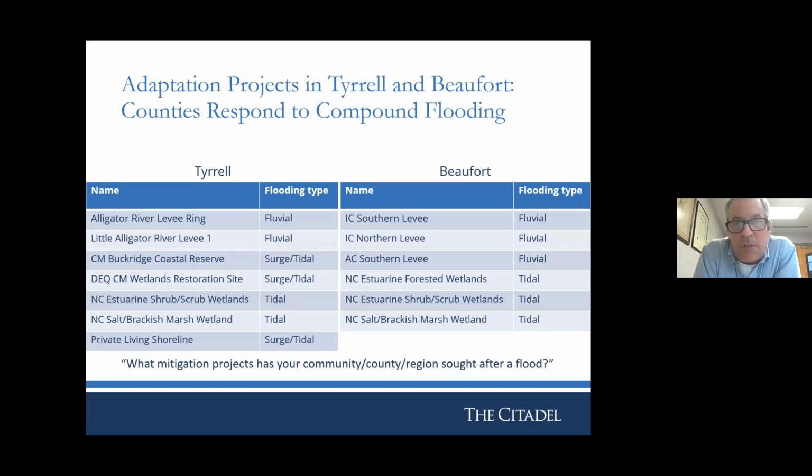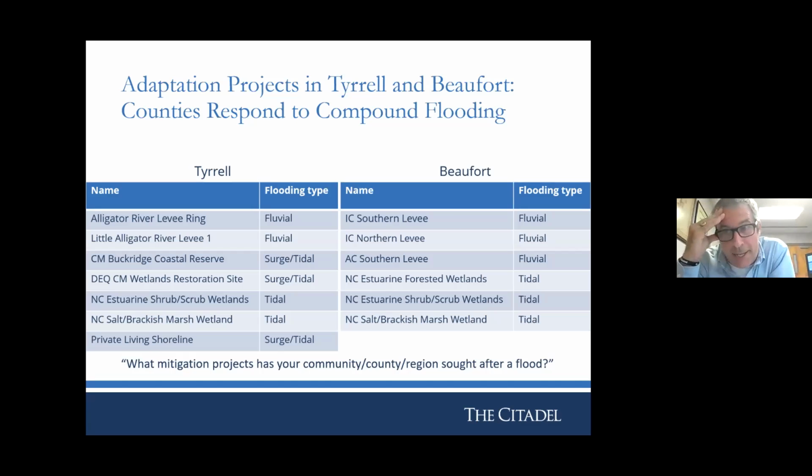So as far as the adaptation projects, one of the things that I was looking out for is whether the adaptation projects in the data record showed multiple sources of flooding, and they do for both these counties. In fact, it's one of the reasons I picked these counties initially, because they had adaptation projects that were compounding in nature. Basically, they were looking at both fluvial and tidal or surge-related flooding. And so for the fluvial, it's mostly levee creation, and for the surge and tidal, it's mostly wetland or living shorelines.